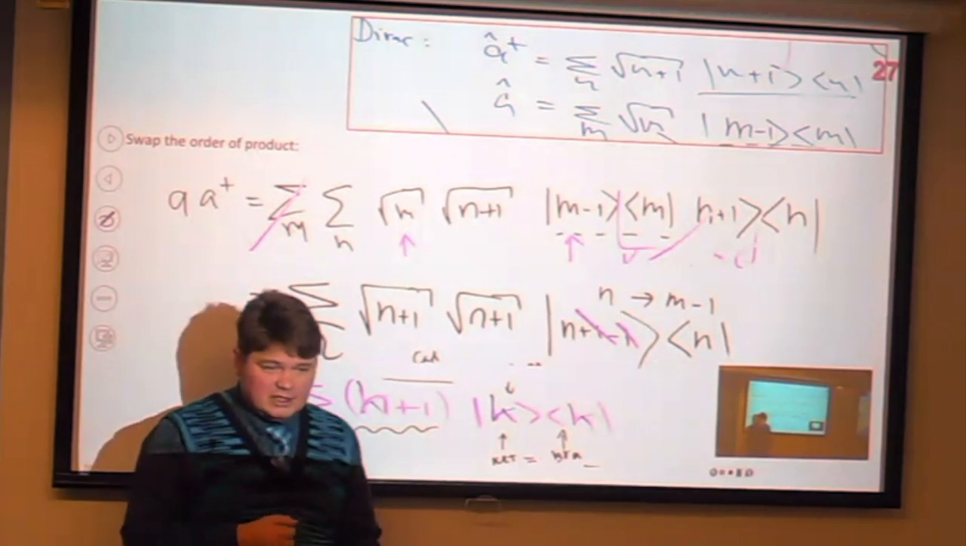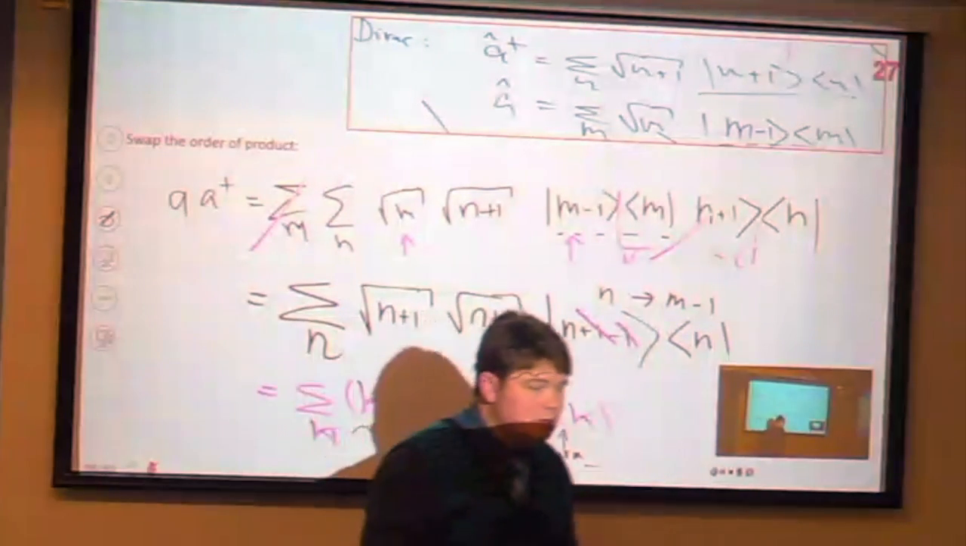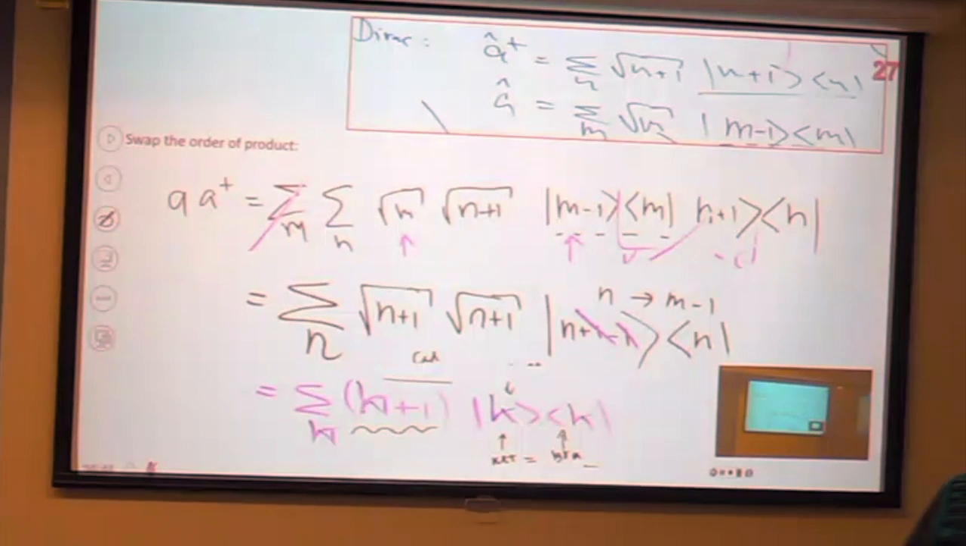Just out of curiosity, and it might be in the bra and ket stuff that I'm not seeing, but why do you cancel out the summation of m and not the summation of n?